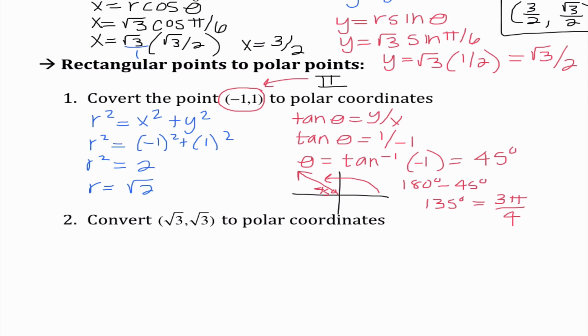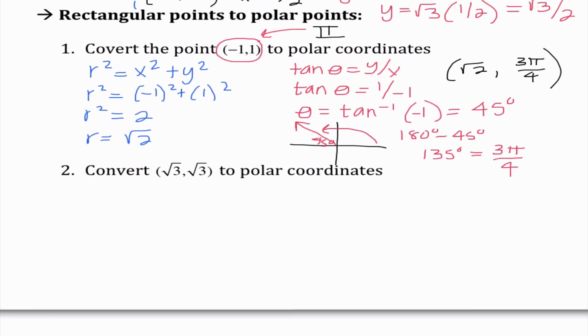Okay, so a lot of these basic trig skills are really coming into play. So our answer would be radical 2, 3 pi over 4. And that answer does make sense because that means we would go to the right and then travel 3 pi over 4. So let's do that again with this problem.